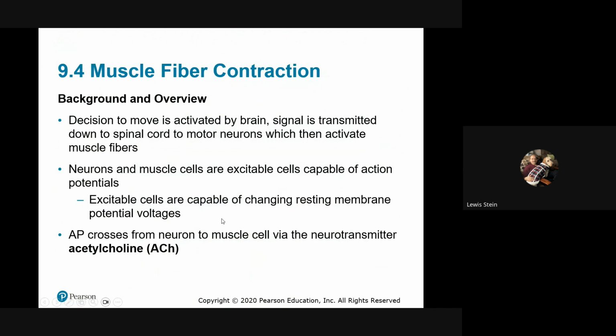So the decision to move is activated by your brain, and the signal is transmitted first down the spinal cord to whatever level it's supposed to be in, and it synapses with another nerve in the spinal cord and goes out to the muscle to say, move it. Okay, nerves and muscle cells are excitable cells. That means they can rapidly change that resting membrane potential and rapidly reset it. So they change it and go back to the original thing, the action potential.